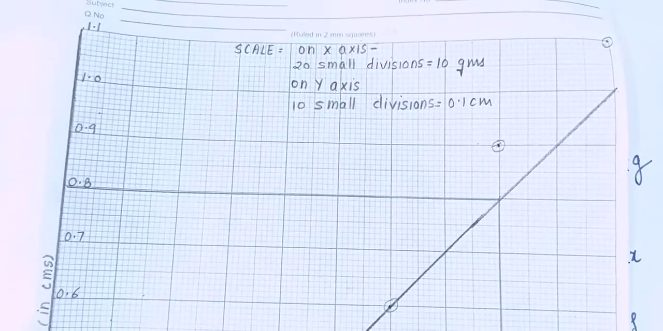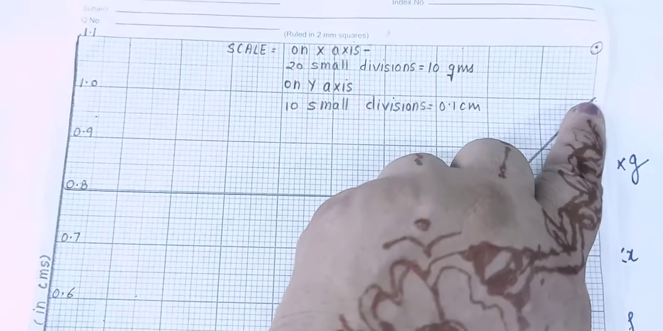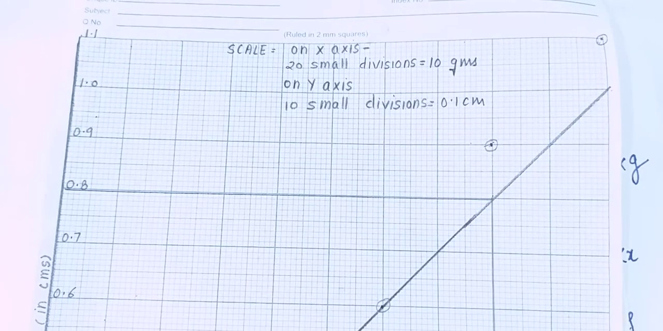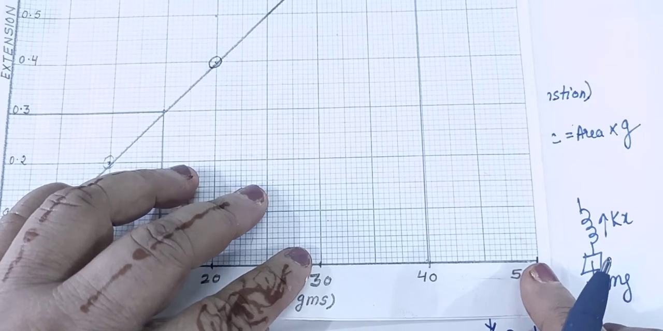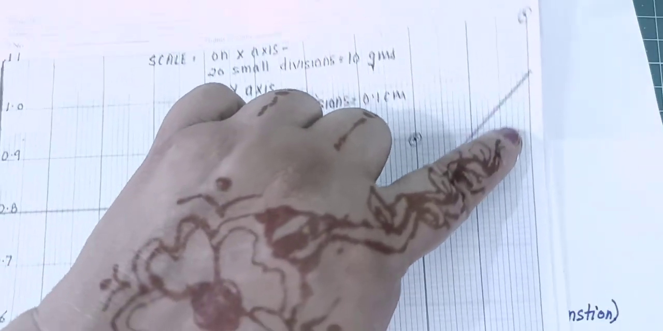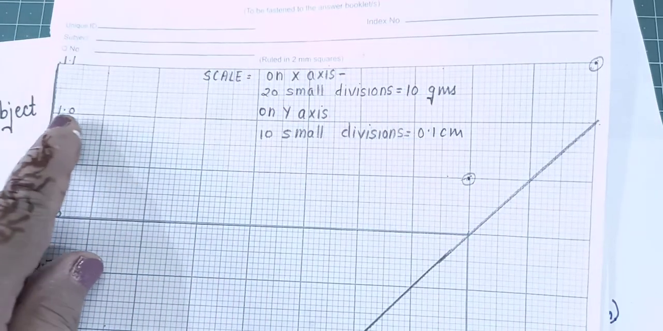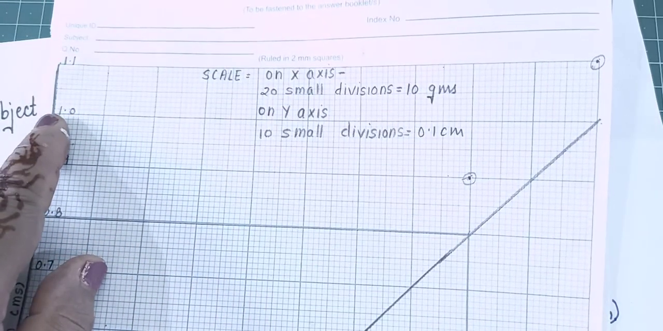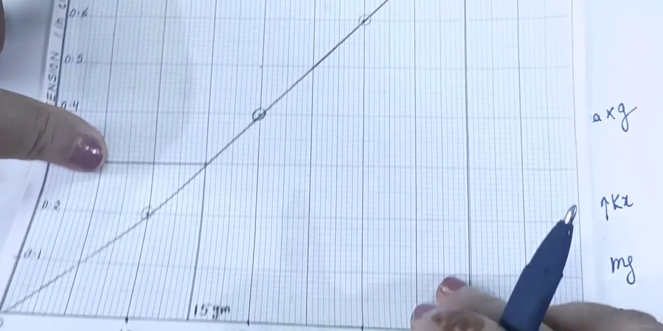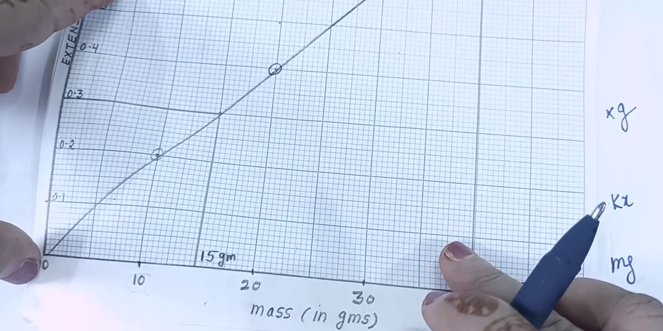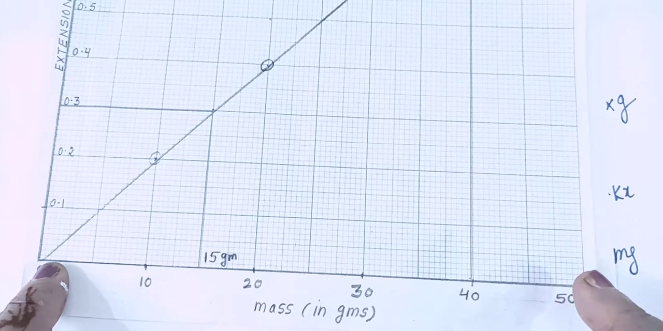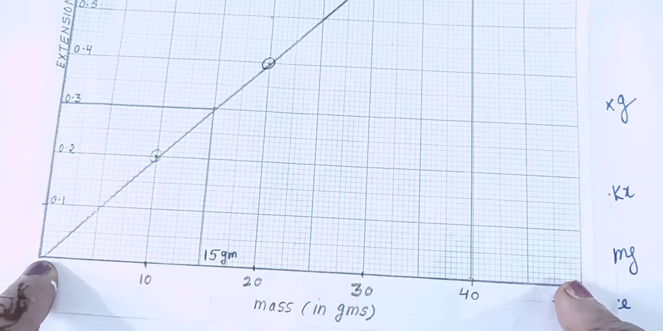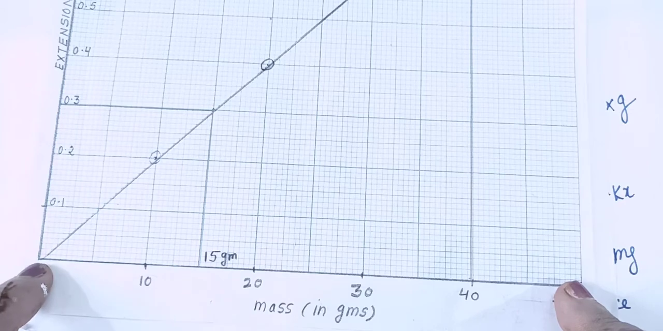So look at the graph. The last observation corresponds to the mass suspended, 50 gram. The last observation is 1 centimeter. So the height of the triangle is 1 centimeter minus 0 centimeter, that is 1 centimeter, and the base of the triangle is 50 minus 0, that is 50 gram.